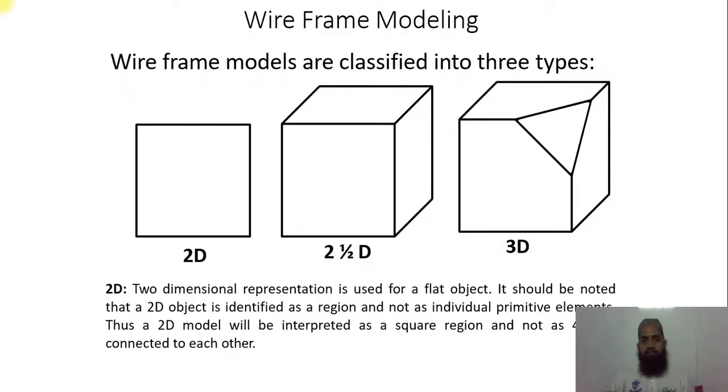There are different types of wireframe modeling: 2D, 2.5D, and 3D. You know the 2D and 3D, but the 2.5D is a little new to you. These are the three types of wireframe modeling. First, 2D is a two-dimensional representation used for flat objects. It should be noted that a 2D object is identified as a region and not as individual primitive elements. Thus, the 2D model will be interpreted as a square region and not as four lines connected to each other. This is like a 2D sketch, we can say.